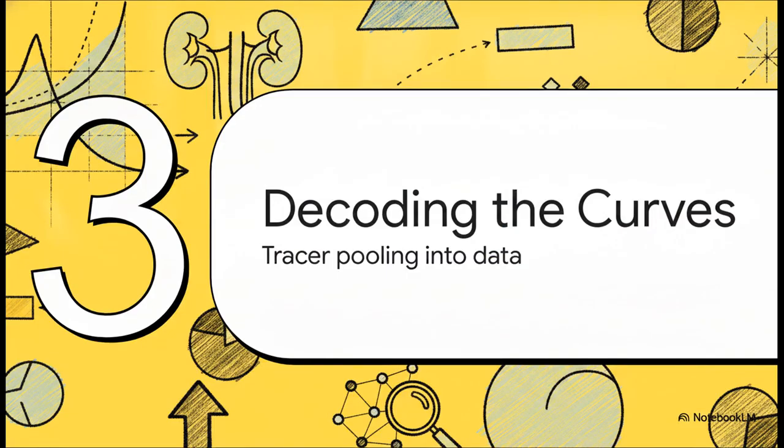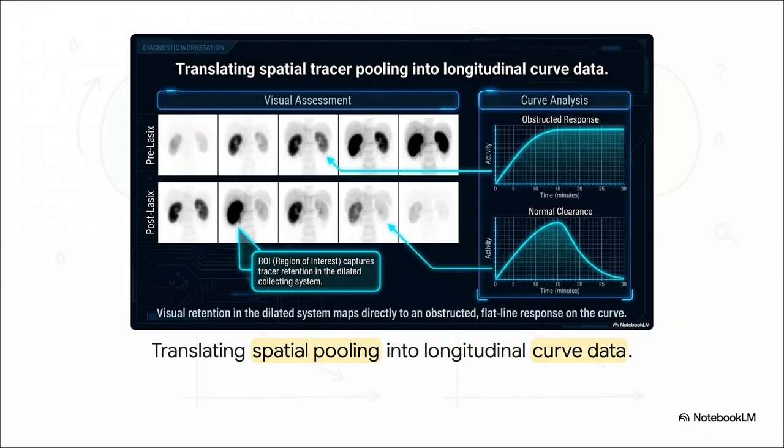Section 3. Decoding the curves, translating tracer pooling into data. Visually, it's pretty easy to see the tracer pooling in the kidneys on a screen. But honestly, visual inspection just isn't precise enough for a diagnosis. So specialized software maps this spatial retention into a longitudinal time activity curve. A kidney that successfully clears the tracer will drop right back down to a baseline curve. But visual retention maps directly to a terrifying, continuously rising flatline response on the graph.